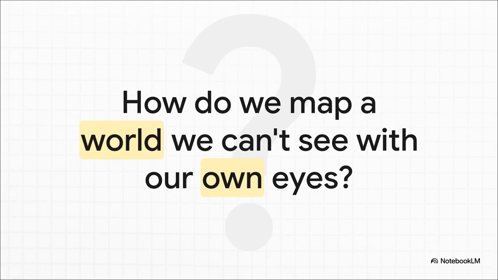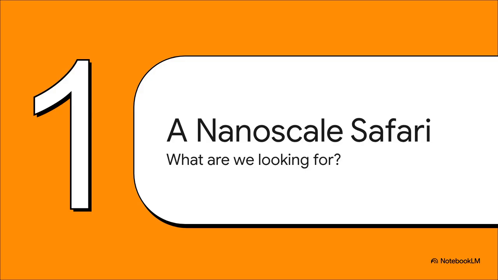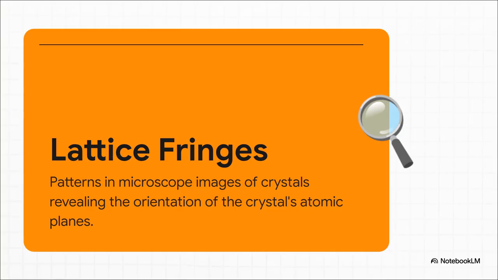They actually hold the secrets to how a material is built, atom by atom. So that's the big question, isn't it? How in the world do you map a landscape you can't see? How do you predict the patterns that will show up inside a world that exists on an atomic scale? Well, let's find out. To get our heads around this, we're going to go on what you could call a nanoscale safari. And just like any safari, the very first thing you need to know is what you're actually looking for. And in this case, we're on the hunt for something called lattice fringes.